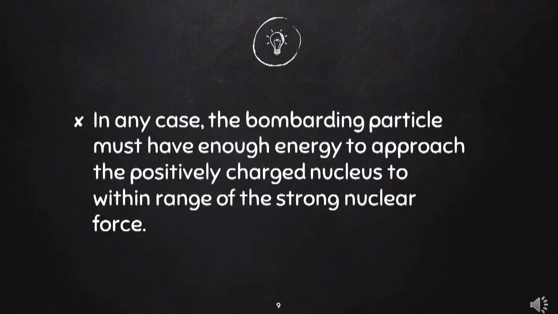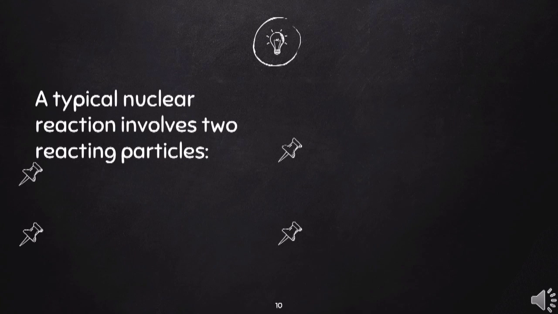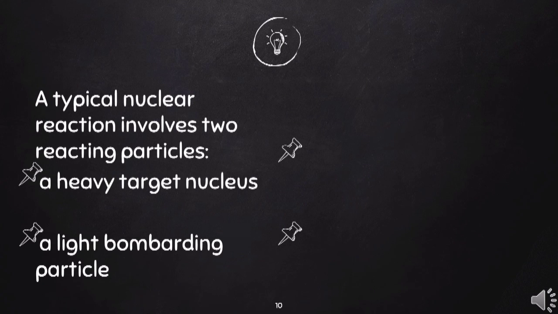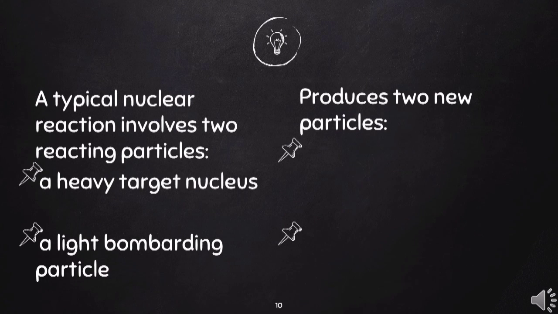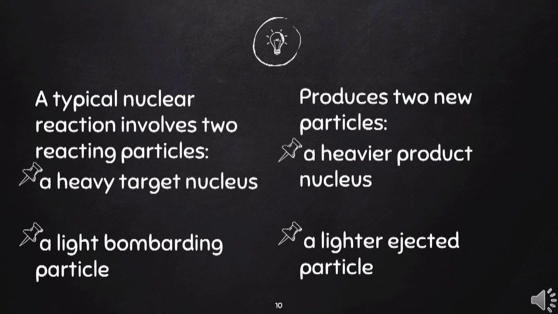In any case, the bombarding particle must have enough energy to approach the positively charged nucleus to within range of the strong nuclear force. A typical nuclear reaction involves two reacting particles, a heavy target nucleus and a light bombarding particle. It produces two new particles, a heavier product nucleus and a lighter ejected particle.